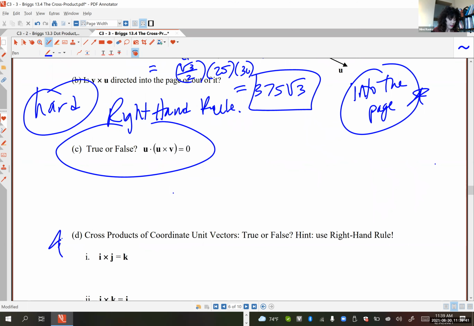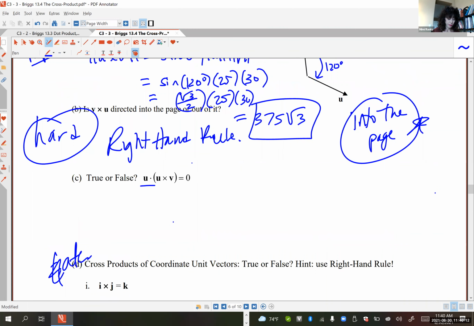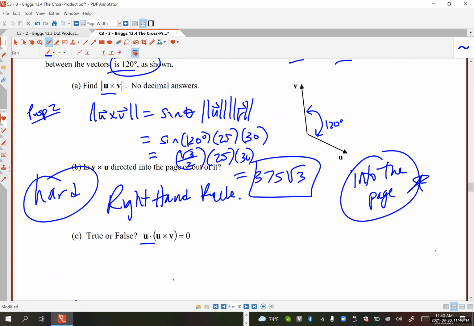Okay. True or false? Let's finish with this one, and I'll save letter D for later. True or false? The dot product of U with the cross product U cross V is the scalar 0. If it's true, explain why. If it's false, explain why not, and give a counterexample. That's how you do true-falses. You've got to give an explanation. I'm going to go with false.